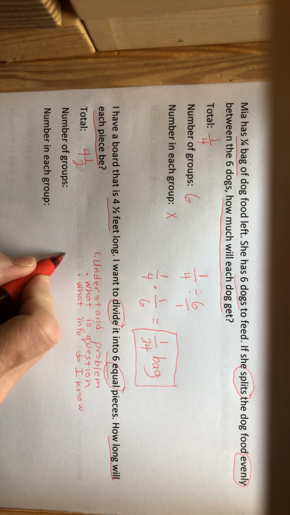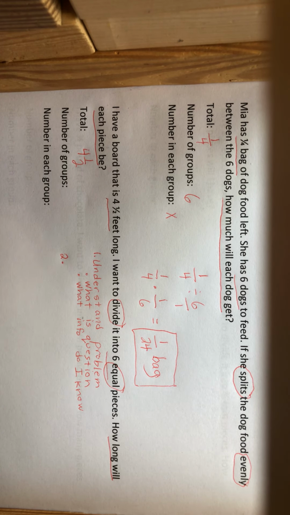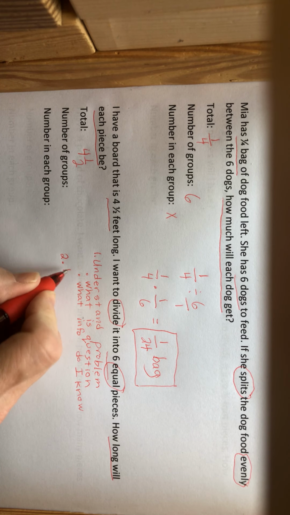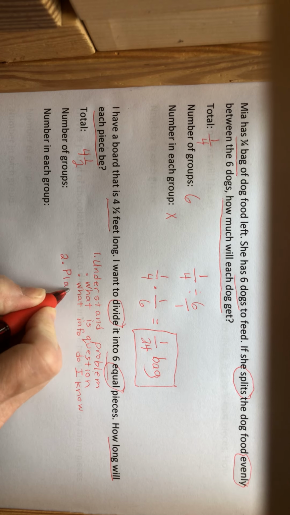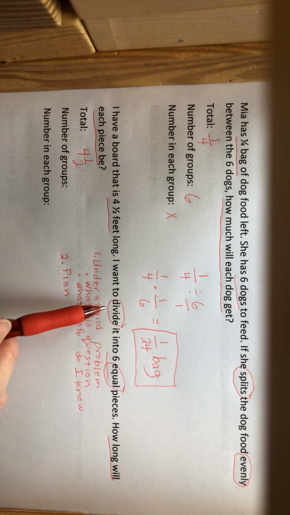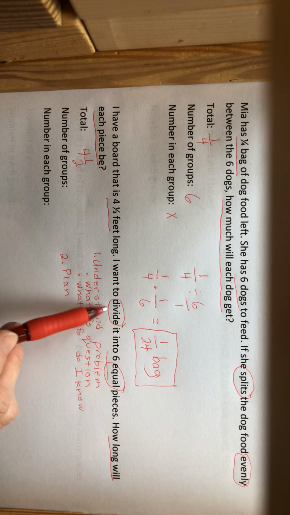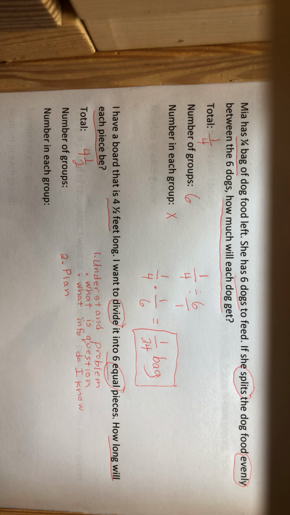Okay, our second step. Do you remember what the second step of problem solving is? Write it down if you know. It's plan. So what we're going to do, we're looking for our keywords, divide and equal. That tells us that we're going to divide this into equal parts, and those words remind us that we are probably dealing with division. And so we're going to plan what that problem is going to be.